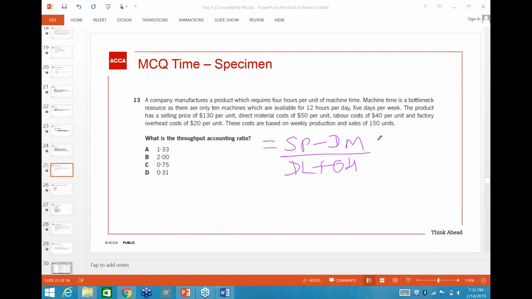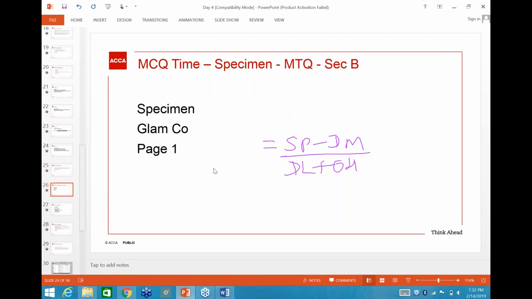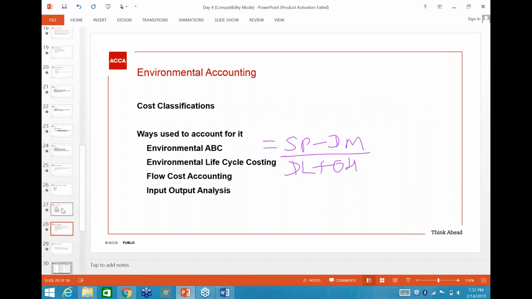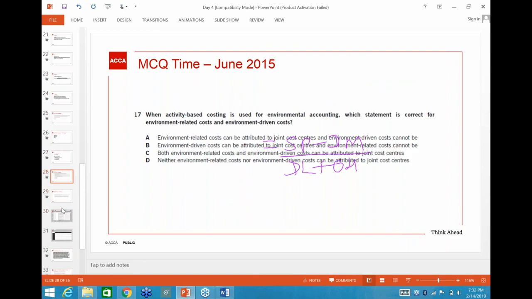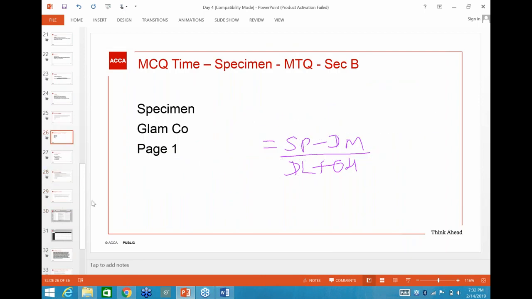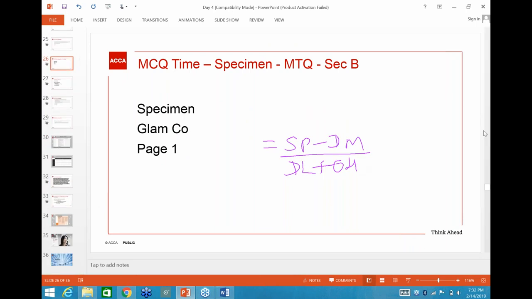Right. So what we're going to do is we're going to take a very short break. And we're going to come back and look at, basically we're done, just one question, and we close off with some exam tips to finish it off. The question that we're supposed to do is from our specimen paper, Glam Company. So we'll take a break and come back.